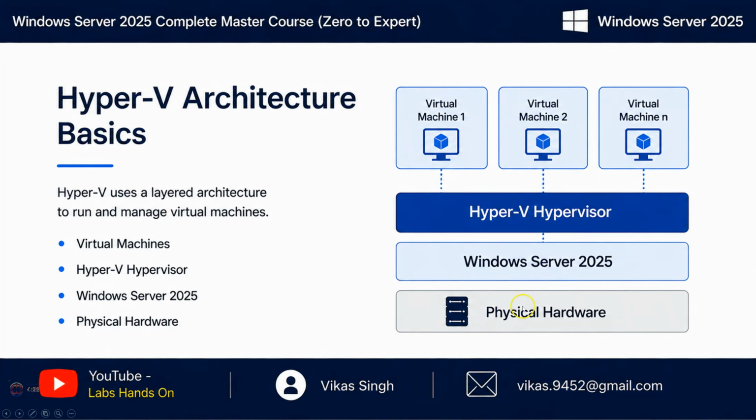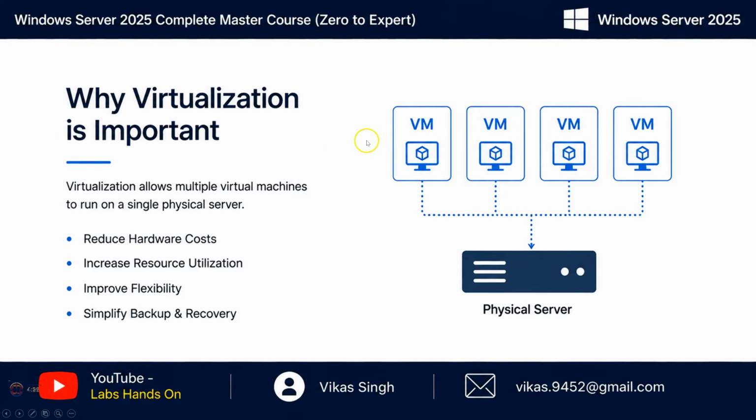So we are going to follow the same sequence. This is the architecture which we are going to follow in our lab to deploy and configure Hyper-V basically. So why is virtualization important? Virtualization allows multiple virtual machines to run on a single hardware or single physical server. This reduces the hardware cost, increases the resource utilization as in the best interest of the company, and improves flexibility by using backup, recovery, migration, HA, and all those things, and simplifies the backup and recovery.